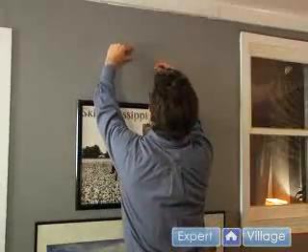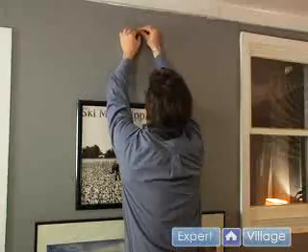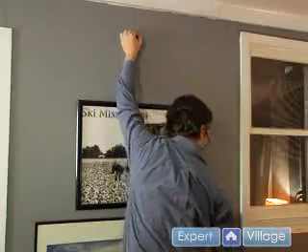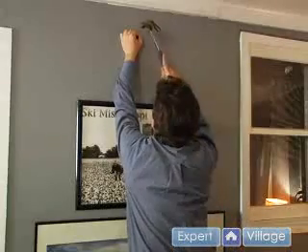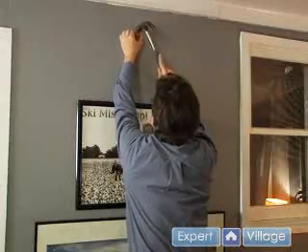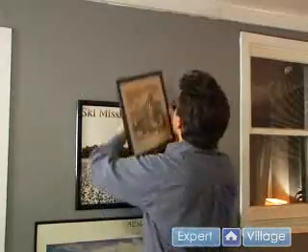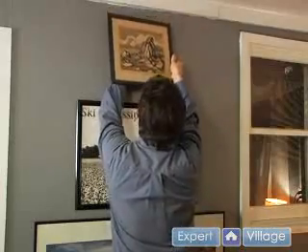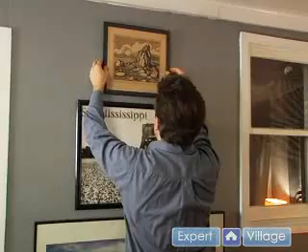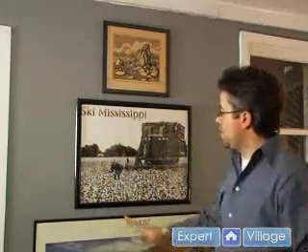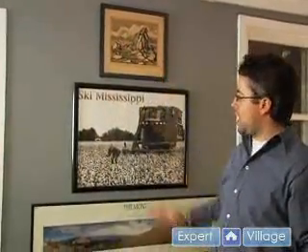We go up here and we're going to mark. Nail it in. And then hang it. So what you've got are graduated sizes creating a pyramid. And what's really nice about this is it's a strong vertical, and if you've got a low ceiling, it helps give a hint of height to the room.